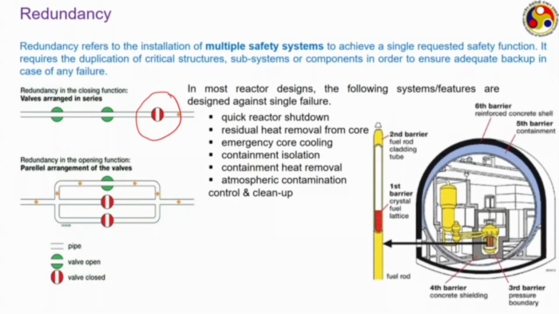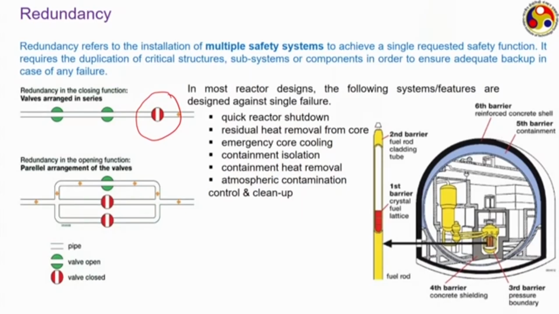Like you can see in this diagram, this is a similar diagram to what I showed earlier about the physical barriers. Here instead of 4 we have 6 barriers. Barriers 1, 2 and 3 remain the same, but now we have a concrete shielding around this lattice structure of fuel, and then we have the reinforced concrete shell outside, and then this contamination barrier which was always there. So, we have a reinforced concrete shell which has been provided to work as an additional barrier for safety.